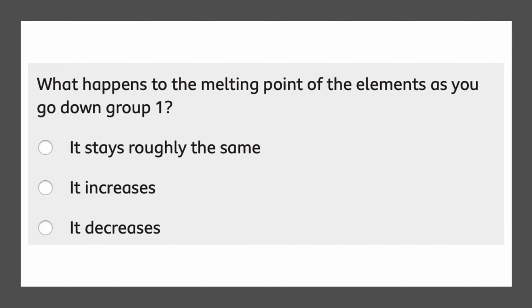Next question, what happens to the melting point of the elements as you go down the group? So the melting point and the boiling point of the elements in group 1 decrease as you go down the group, and that will give you 1 mark.